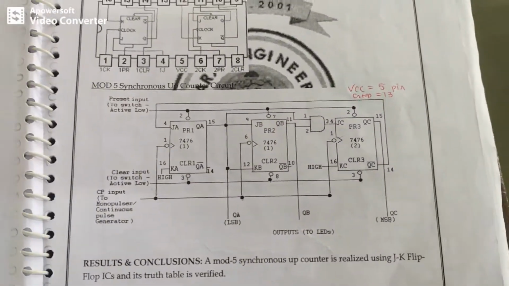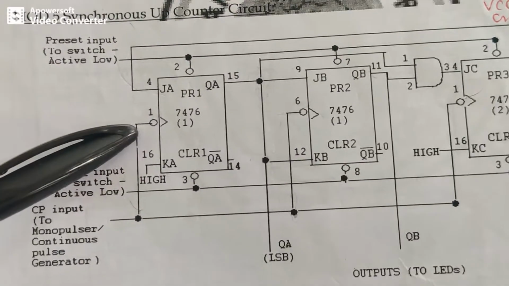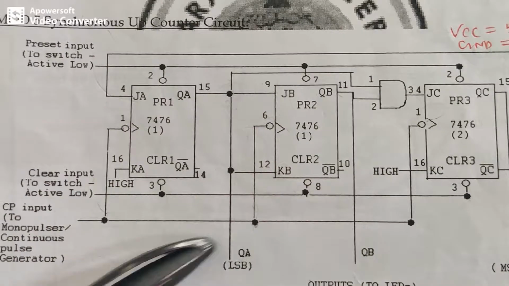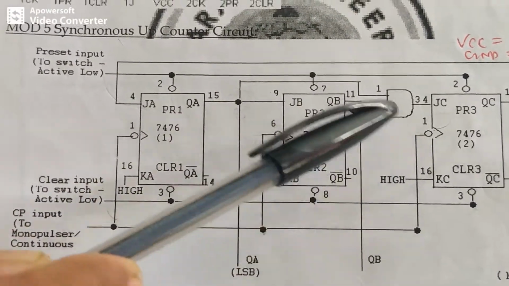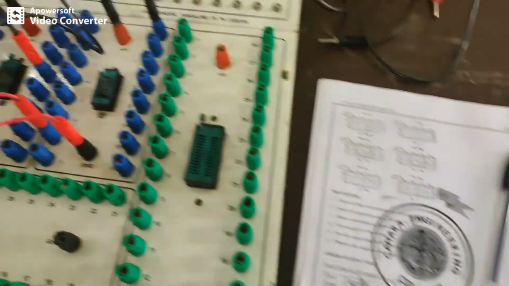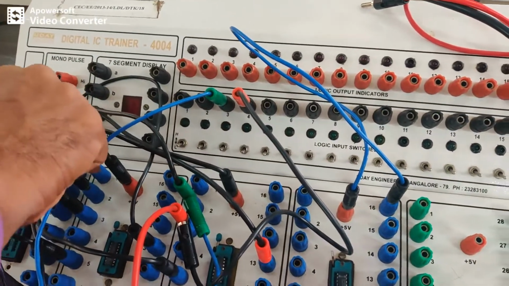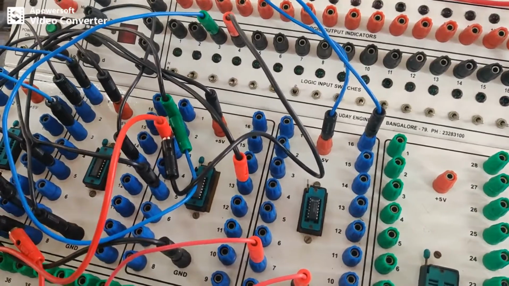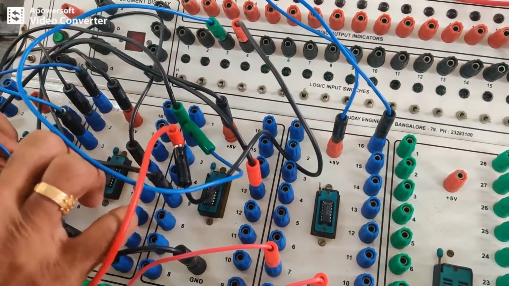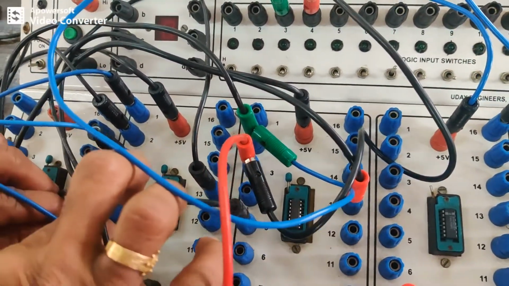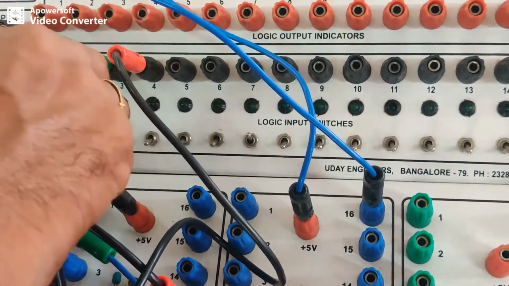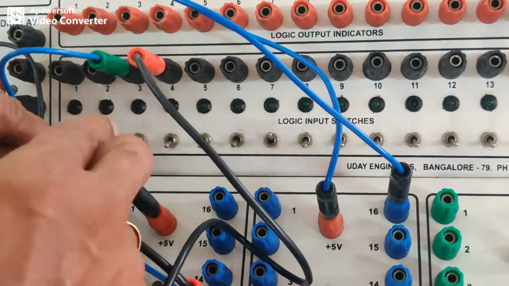Now we will do the connection of the clock signal. You can see here the clock signal, that is 1, 6 and 1. Pins 1 and 6 of the first IC are connected with pin 1 of the second IC. So pin 1 goes to pin 6. From pin 6 it goes to pin number 1 of the other IC, the second IC.